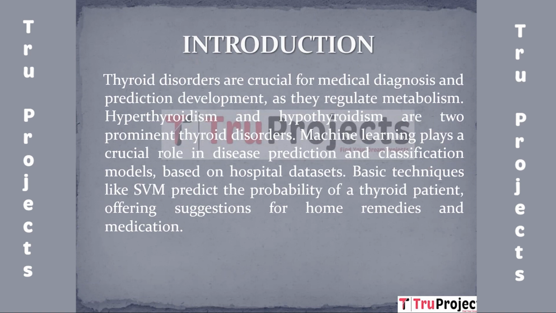Machine learning is critical in the disease prediction process, and in this project, support vector machine and support vector machine with principal component analysis are used for thyroid disease detection based on hospital datasets. These techniques of machine learning are used for the identification and inhibition of thyroid. The support vector machine is used to predict the approximate probability of a thyroid patient. If the patient has the risk of thyroid, our system gives suggestions like recommending home remedies, precautions, medication, etc.